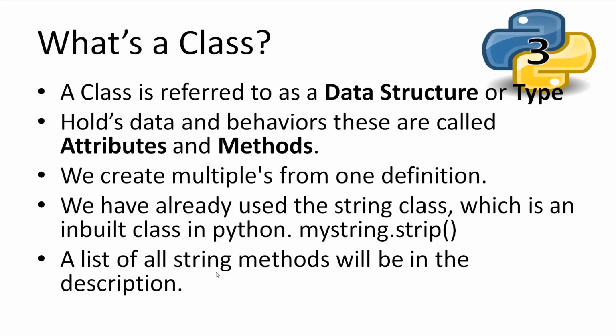So let's take the example of a class that we've used before, the string class. This class is inbuilt into the Python language and is created when you try to assign a string of characters to a variable. In this case, the data is the characters stored in the string, and the behaviors or methods are things like the strip function or the split, lower, or upper functions. A full list of string methods will be in the description.